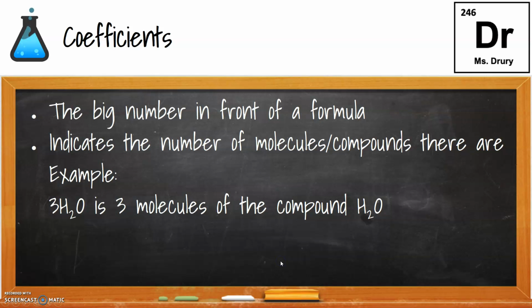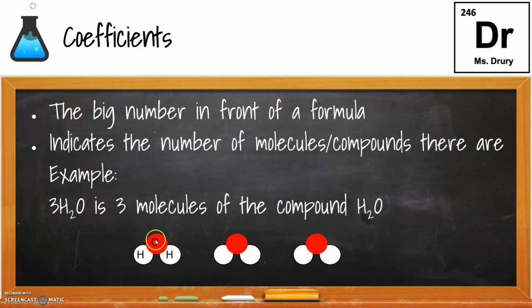The big numbers that you might see in a formula are coefficients, just like you see 3x in math and you call the 3 a coefficient. It indicates the number of molecules or compounds there are in an example. So for 3H2O, there are 3 molecules of water. And that means you're going to draw 3 separate waters. Each one of those waters is going to have 2 H's for every O. So H2O, H2O, H2O.